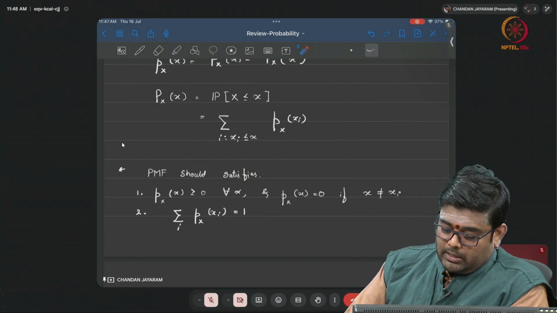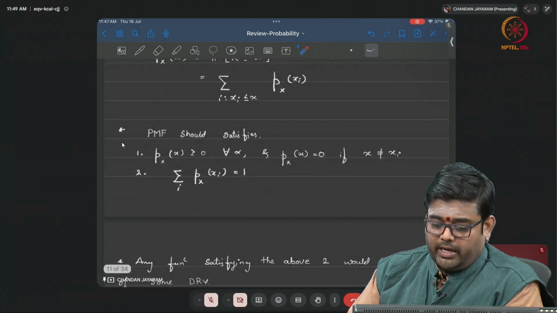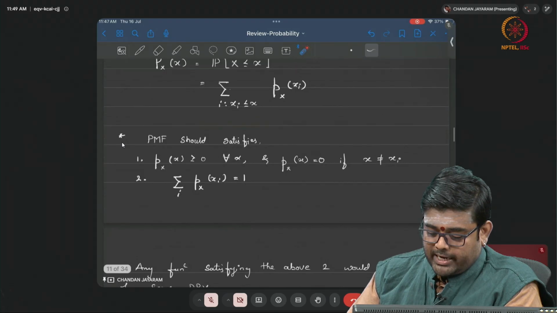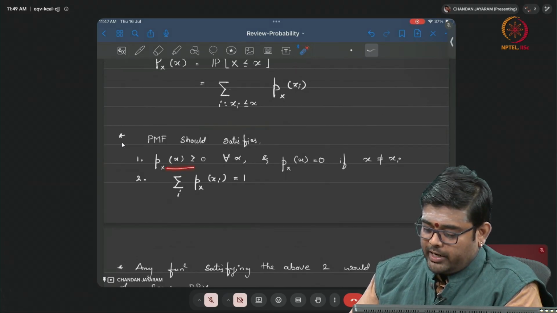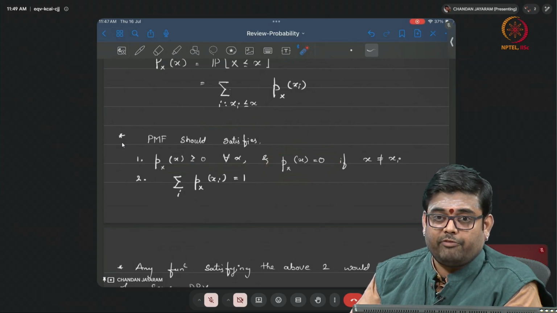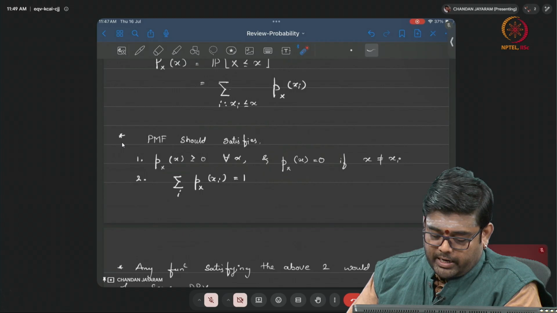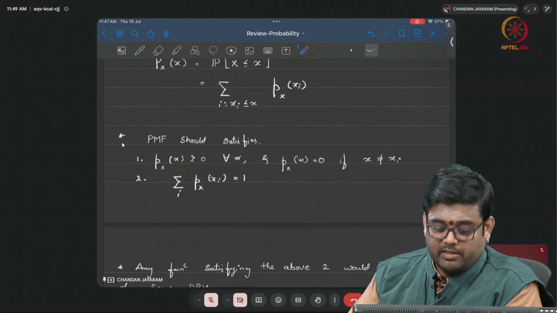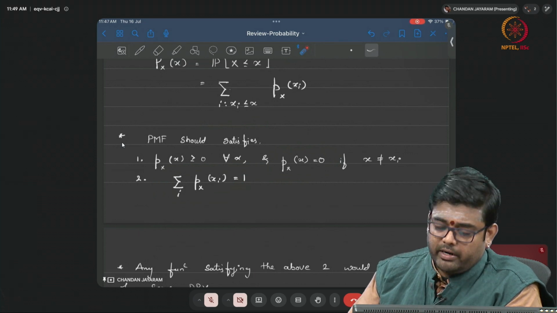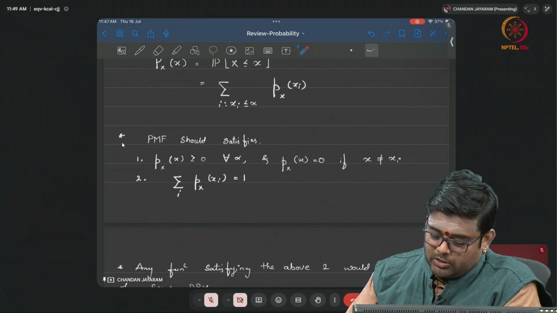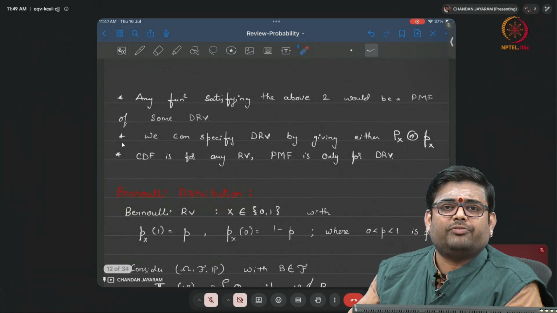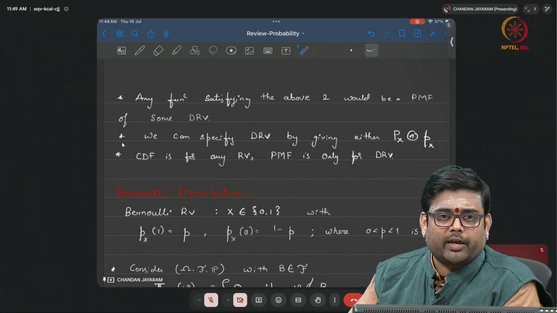So now this PMF, by definition, is a probability. It has to be greater than or equal to 0 for all x, and it is 0 for all the points in R for which the random variable is not taking any value, okay. And whenever you sum over all the points, it has to be 1, okay. These are the standard rules that have to be considered because of the definition. So any function satisfying these two rules stated above is a PMF of some discrete random variable, okay.